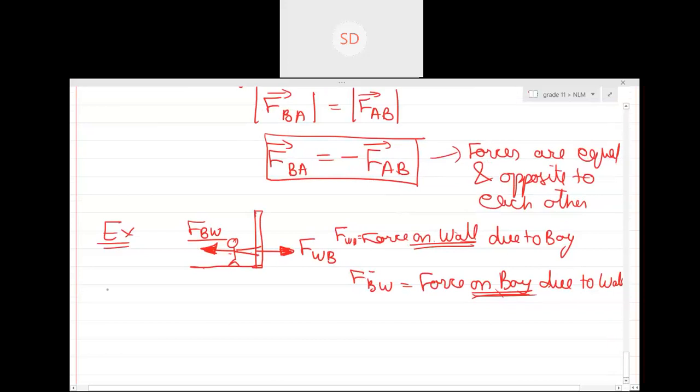Shall I give you one more example? Suppose a fight between two boys happens, and one guy slaps the other. So what is the first guy doing to the second? Which are the two objects involved? The first guy's hand and the second guy's cheek. From the hand of the first boy, there will be a force acting on the cheek of the second guy. So that is the action.